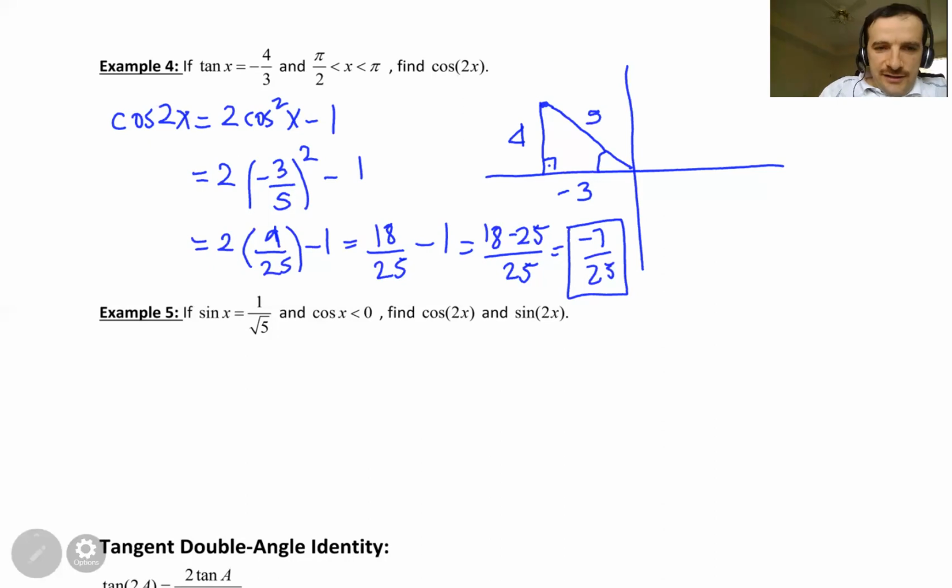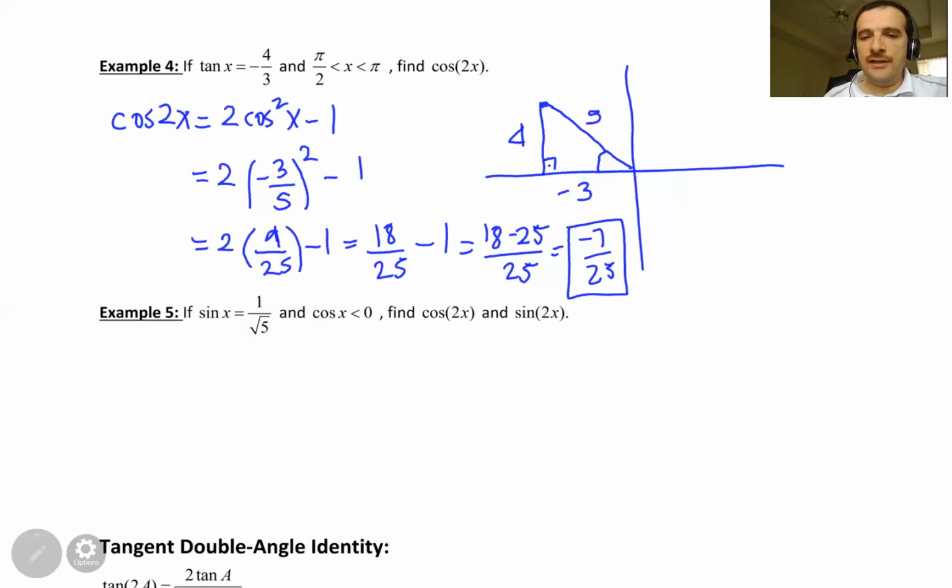All right, let's look at the next one. Sine x equals 1/√5, and cosine x is negative. Find cosine 2x and sine 2x. To find sine 2x, I need to know what cosine x is, so let's try to find cosine x first.